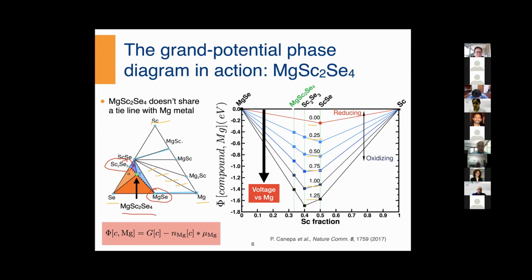And now you can see that at 0 voltage, meaning that you are at the voltage of the magnesium metal electrode, the desired phase that we were looking at at that time, magnesium scandium selenide, is not here, right? As you go to more positive voltage, starting from 0.25 all the way to 1.25, this phase is now present, right? So what is the result of applying this grand potential formalism to this system?